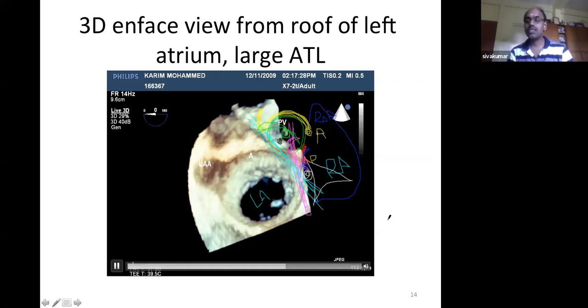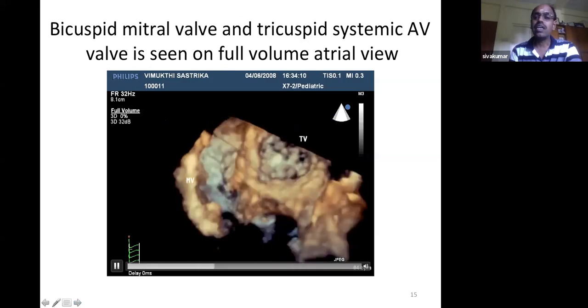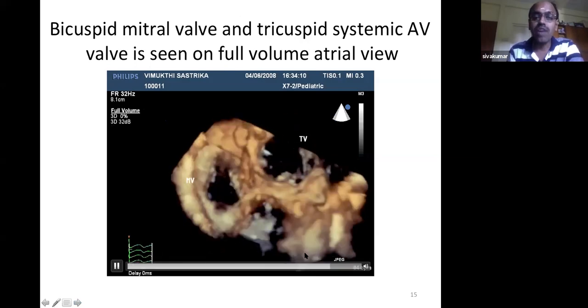Okay, so there is, yes, in situs solitus with dextrocardia also the same situation. In situs solitus with dextrocardia, exactly the same sort of anatomy will be there. I'll come into it more and more as we advance further. So this is the 3D en-face view.